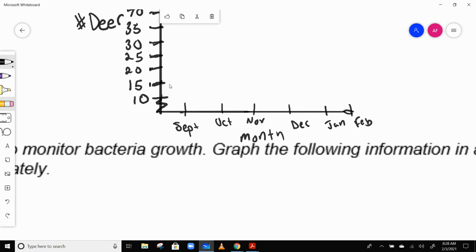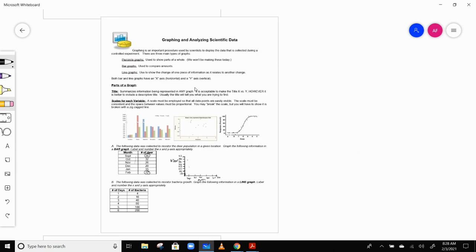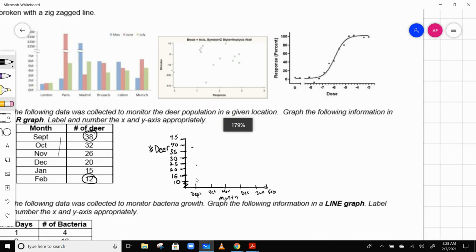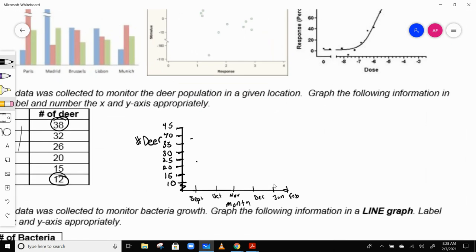Typically you're going to make your bar so that the center of the bar lies on the center of this line here. So we have the line there. You want to make it so that the bar is centered on it. I'm using a piece of paper to make a straight line. Okay, so there's my bar for September.